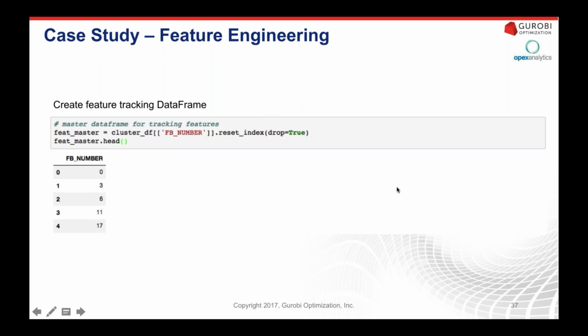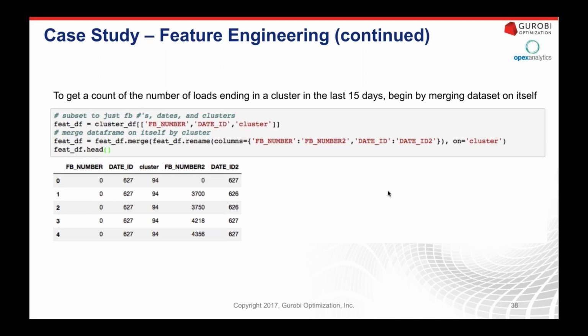So with that big preamble, while it's not necessary for this demo, I think a great way to start off and show how we would do it is creating a feature master data frame that we'll use for tracking all of the features that we're going to go through and generate. So we start off by just getting all of the distinct freight bills that we have in our historical data set that we will use for modeling.